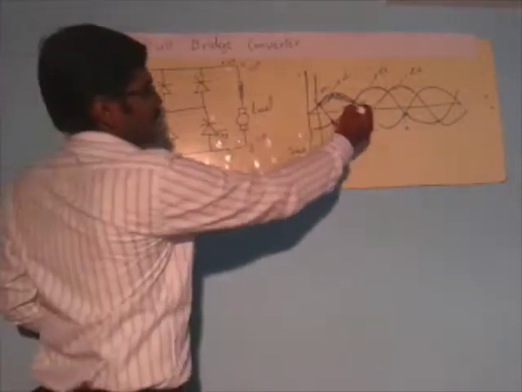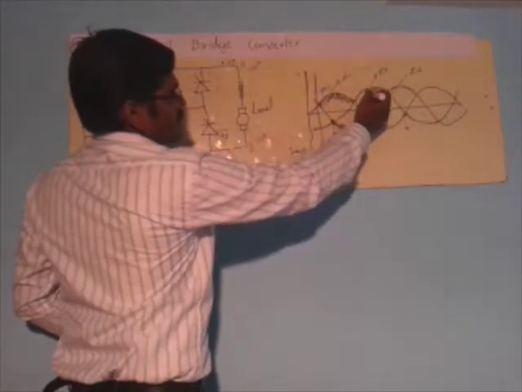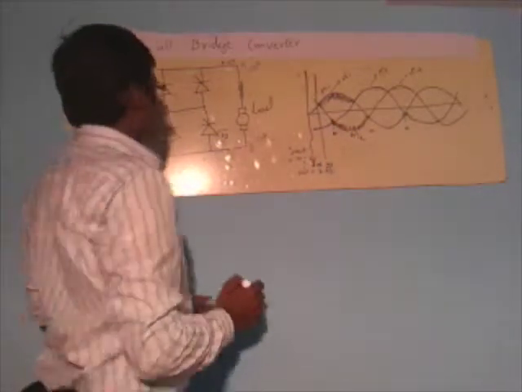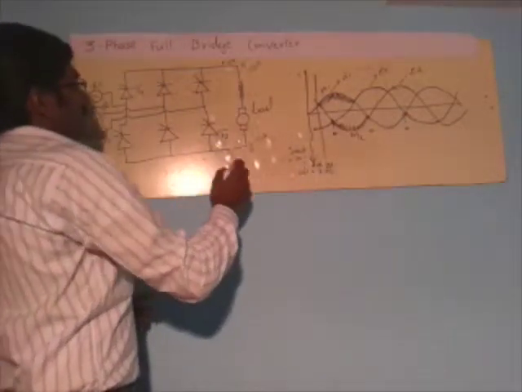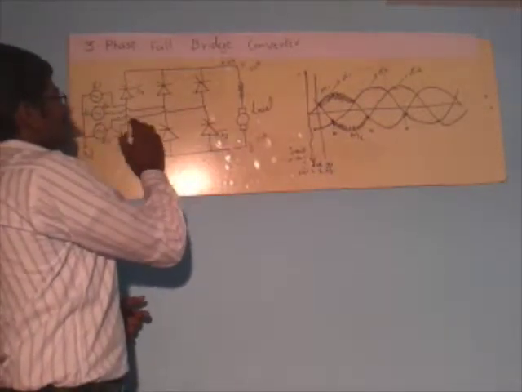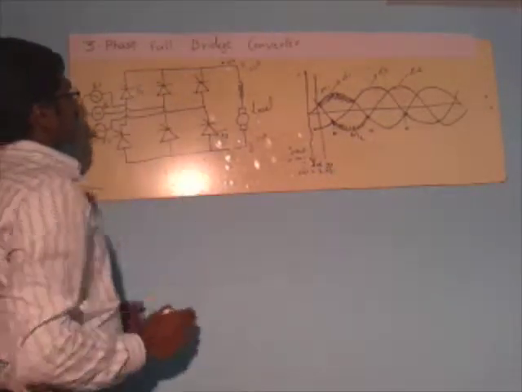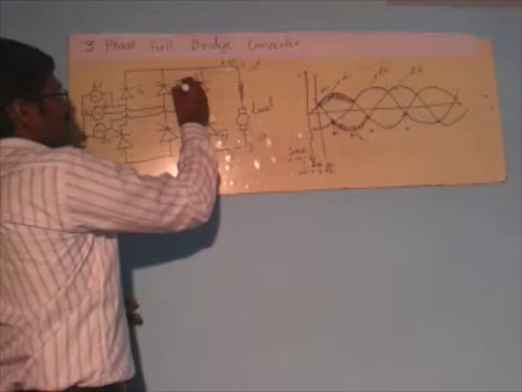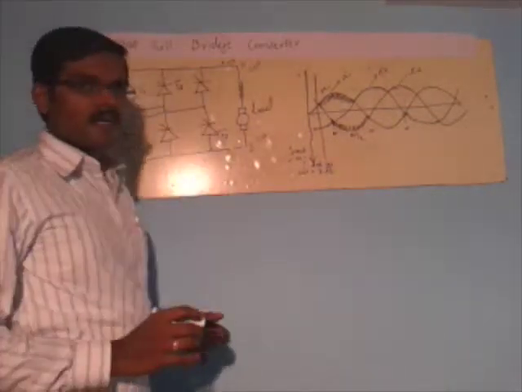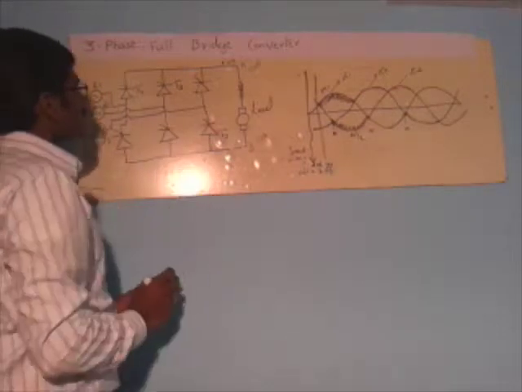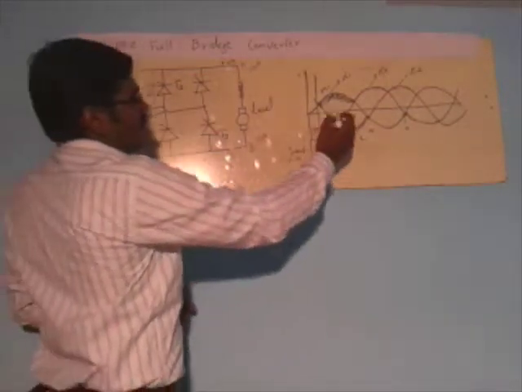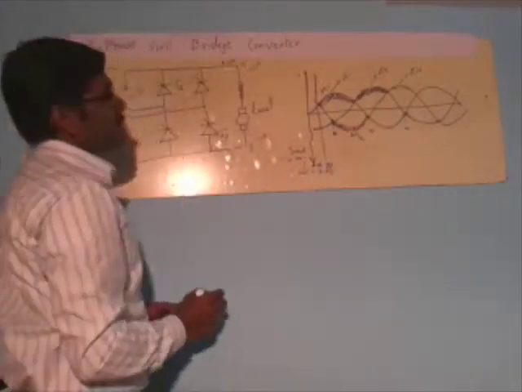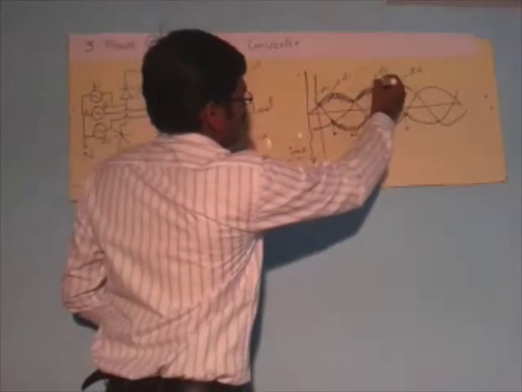Next, mode 3. Again we will go to the positive side. This is the waveform from source E2. Here we can see E2 goes to this point. It's a positive side. Thyristor T3 will turn on. Again, this is mode 3.